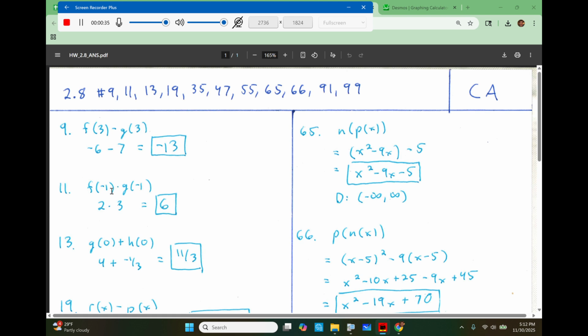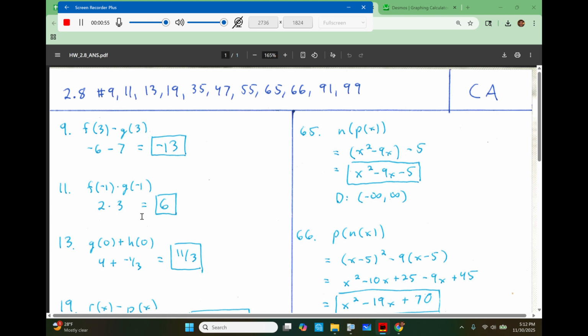Number 11, f times g of negative 1 is going to give you the same values, f of negative 1 times g of negative 1. So f of negative 1 is positive 2, g of negative 1, so that would be negative 1 plus 4, which is 3. G's value is 3. 2 times 3 is 6.